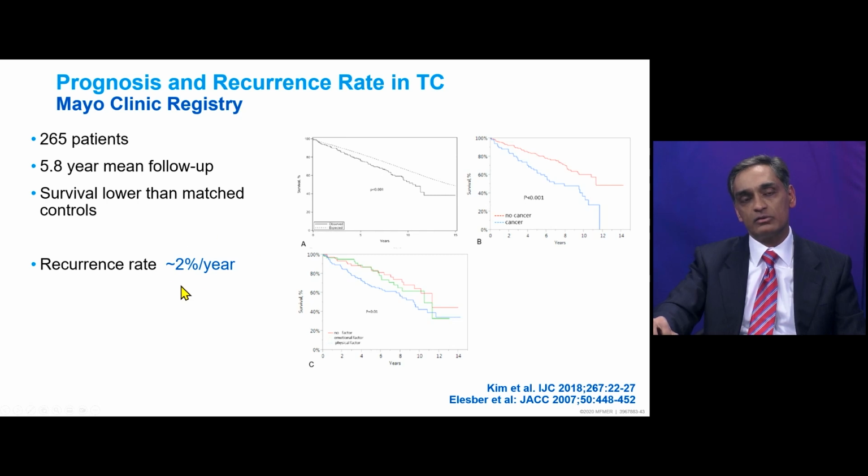What about recurrences? 2%. Every registry shows it the same. This is a number you can commit to your memory. 2% per year. More common in those who have psychiatric illnesses or neurological disorders.